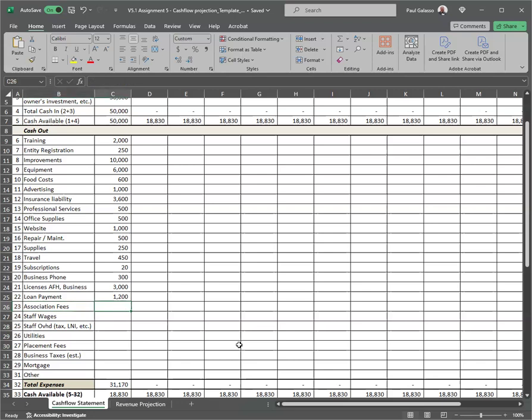So we're going to join the Adult Family Home Council so that they can review our application about 30 days prior to our submitting the application. So we're only going to have 1 month of the association fee.